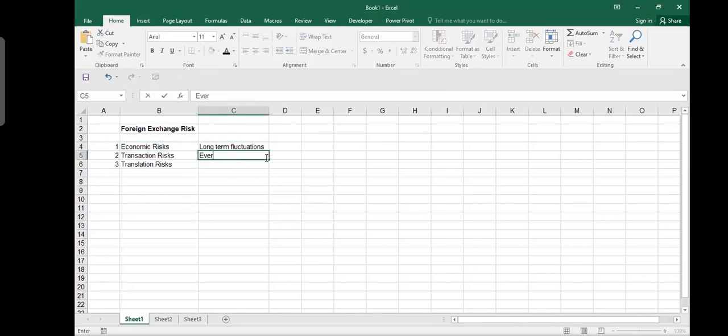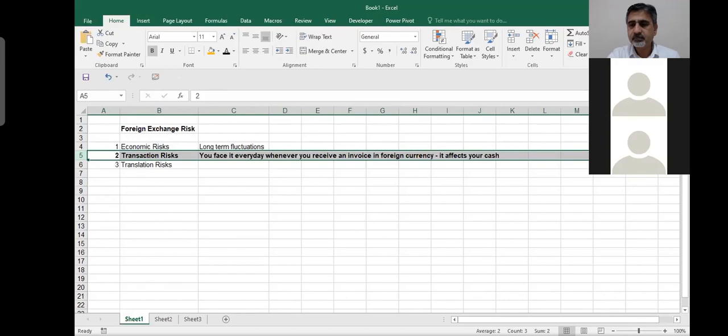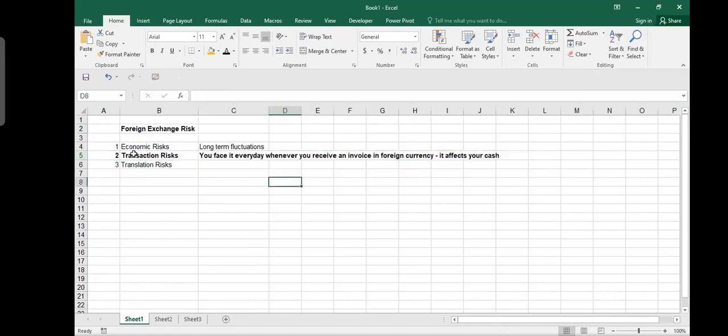Transaction risk, this is your everyday risk, you face it every day. Whenever you receive an invoice in foreign currency, remember that it affects your cash. This is the thing which we are interested in. So this is the thing we are interested in: transaction risk.